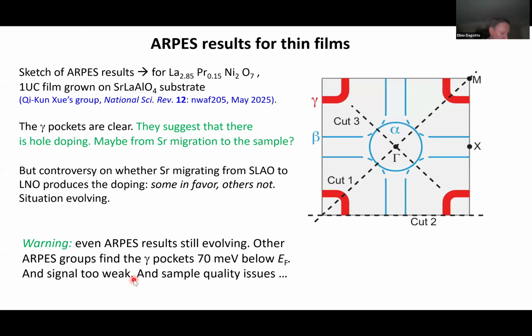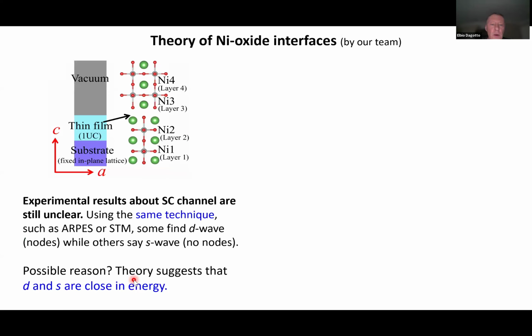And now, in the last 10 minutes, I will talk about our theory work on the nickel oxide interfaces. I'm emphasizing "by our team" here because other theory groups do not agree, specifically regarding the pairing channel. We are concluding, and I will show you the evidence within our calculations, that for the interfaces we are finding a dominance of the D channel, while other theory groups, in a seemingly similar environment, find a dominance of the same S plus minus as before. So I will just tell you what we did.